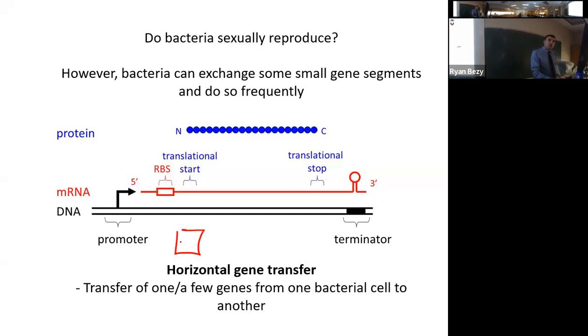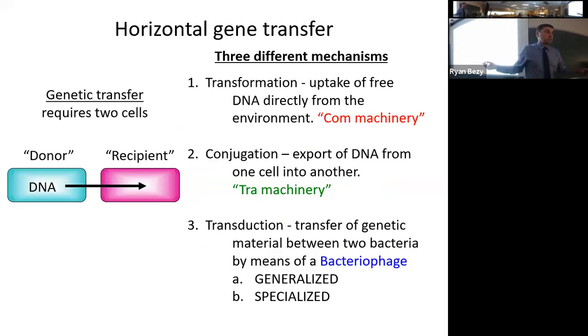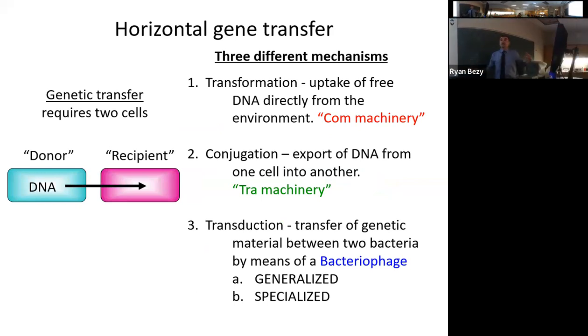You've got one cell with some DNA inside of it, and an already existing cell, and basically a few genes go from one cell to the other cell. Not all of the genetic material, not all of the DNA, just a little bit, but it goes from one cell that already exists into another cell that already exists. So horizontal gene transfer requires two already existing cells, not a reproductive event, but some DNA is going to make it from a donor cell to a recipient cell. We're going to talk about the different ways that horizontal gene transfer happens on Wednesday.